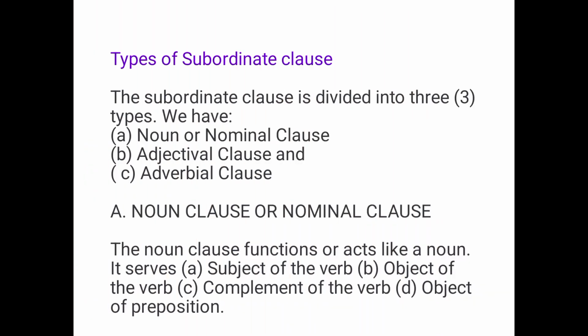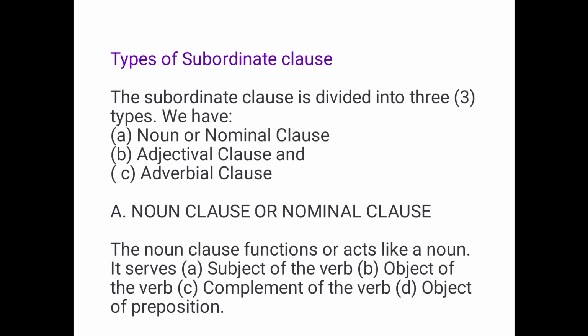Now, the subordinate clause we talk about has three types. It is subdivided into three types. These include the noun clause, or you call it the nominal clause, the adjectival clause and the adverbial clause. Now, the noun clause, just as the name implies, acts like the noun. It functions like the noun. It behaves like the noun.